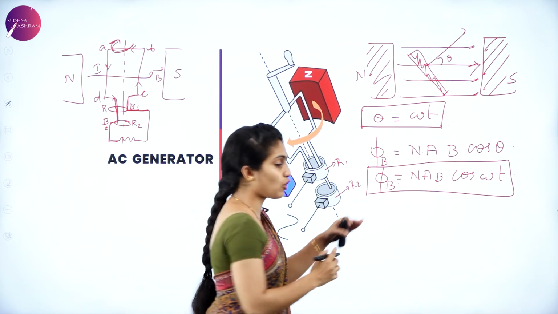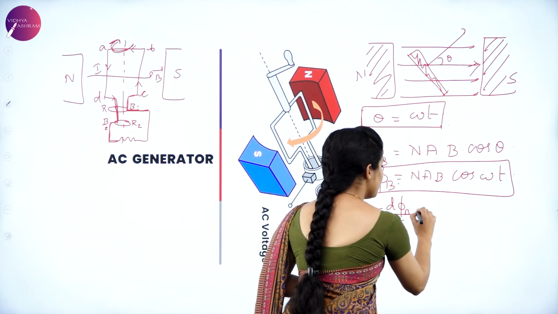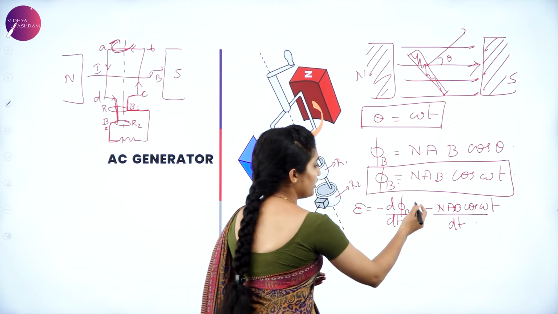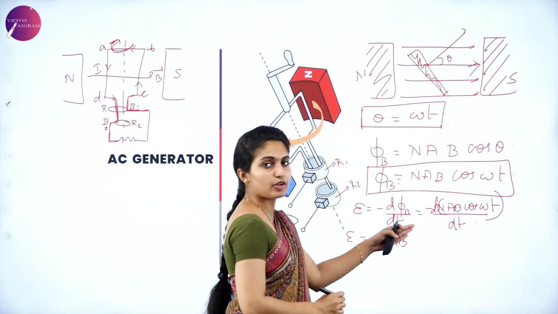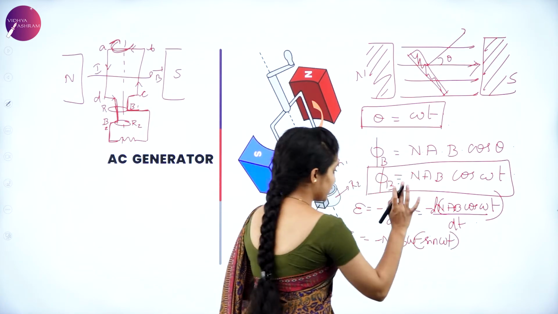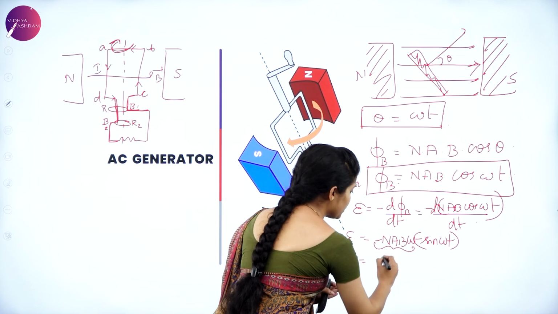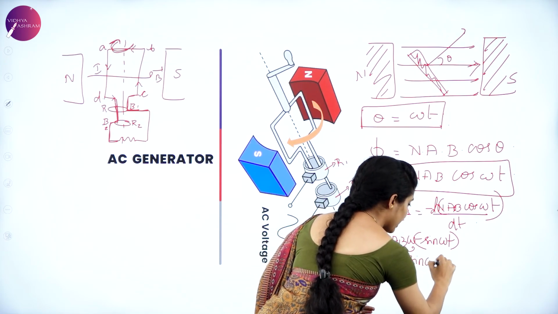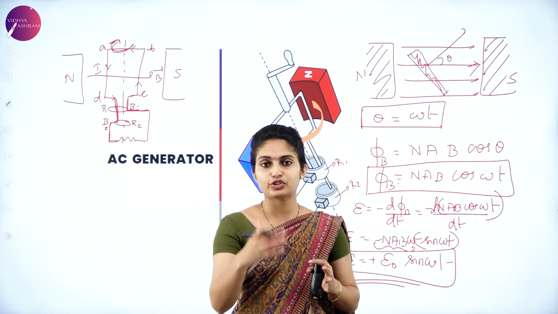Introducing Faraday's law, we have epsilon equal to minus d flux divided by dt, which can be written as minus d of NAB cos omega t divided by dt. NAB is taken outside because it is constant. The derivative of cos omega t is minus sin omega t into omega, because of the chain rule. So epsilon is equal to minus NAB times minus omega sin omega t; minus into minus becomes plus. NAB omega is called epsilon naught, so epsilon equals epsilon naught sin omega t, and this equation gives the instantaneous EMF of the generator, of the motion of this armature.